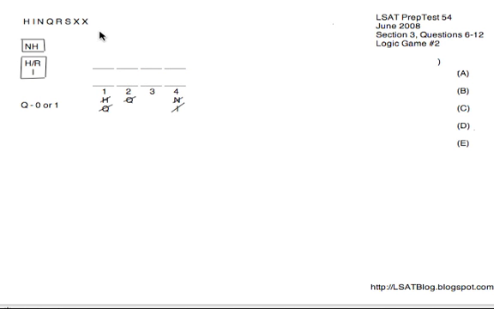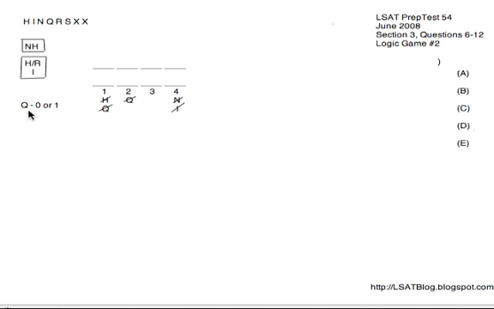Now, they tell us that H gets exactly 1 more star than N does, so I put down NH horizontally consecutive in that order, so as such H cannot be 1 and N cannot be 4. They tell us that either H or R gets the same number of stars that I gets, so I put down H/R with I vertically. Obviously top bottom in this game is irrelevant.